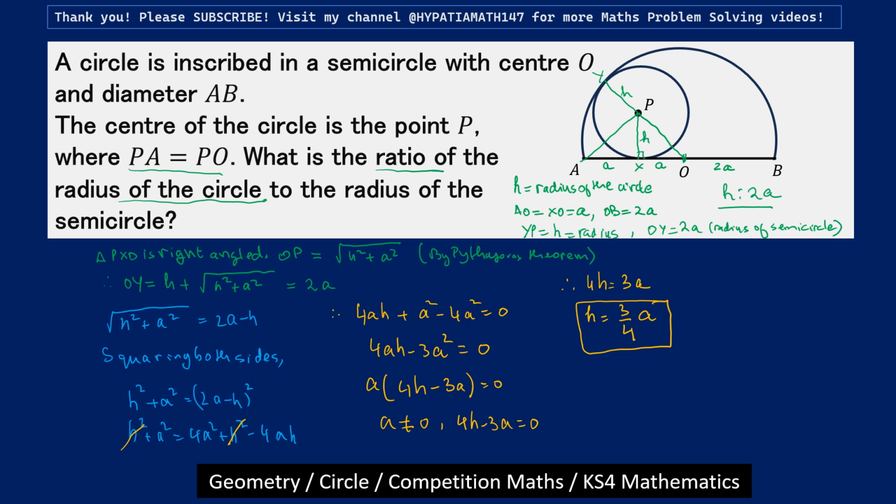So we got h, so h is to 2a is 3 out of 4a is to 2a. So that is the ratio. Now if we multiply it all by 4, we get 3 is to 8, and that is the answer. 3 is to 8. So we write here, the ratio of the radius of the circle to the radius of the semicircle would be 3 is to 8.